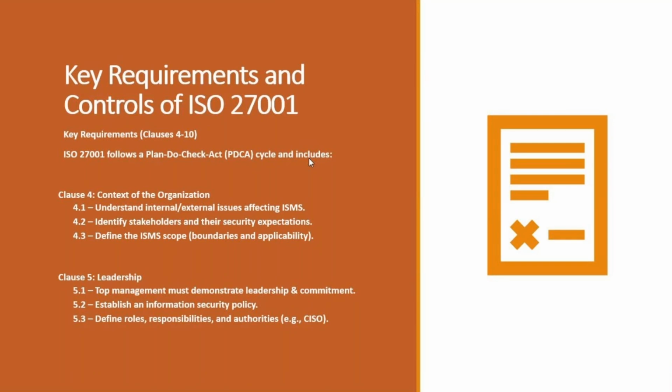Okay, and we need to remember this. It's a very important one. Okay, as an auditor, you should remember this. What are these clauses? How many clauses do we have? The main clauses are from 4 to 10. Okay, and ISO follows what? The PDCA cycle. What do we have in this? Clause number 4 is saying context of the organization. Understand the organization.